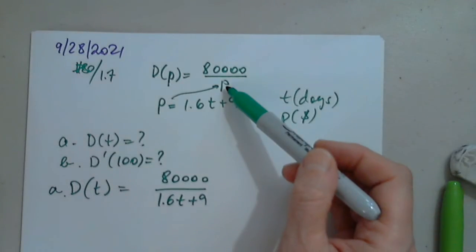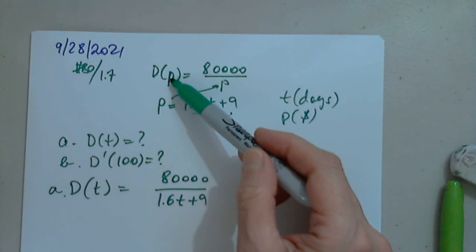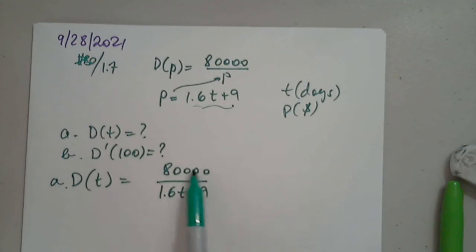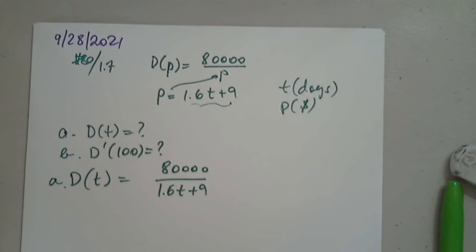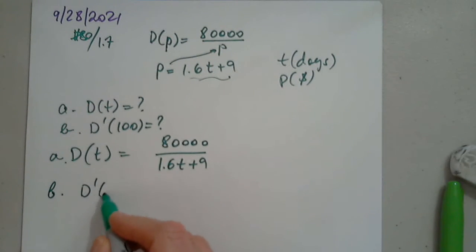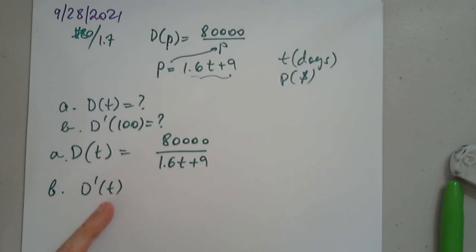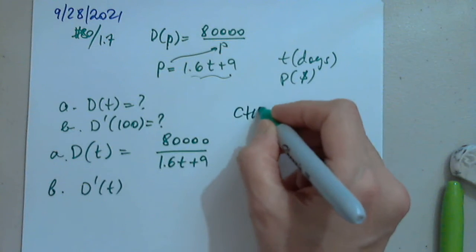So once I replace p as a function of t, now this automatically becomes a function of t because p is gone. There is no more p here. And in the second part, in part B, we're asked to find d prime of 100. In order to determine that, I have to find d prime of t first. So I have to differentiate this. By this time in section 1.7, I know the chain rule.